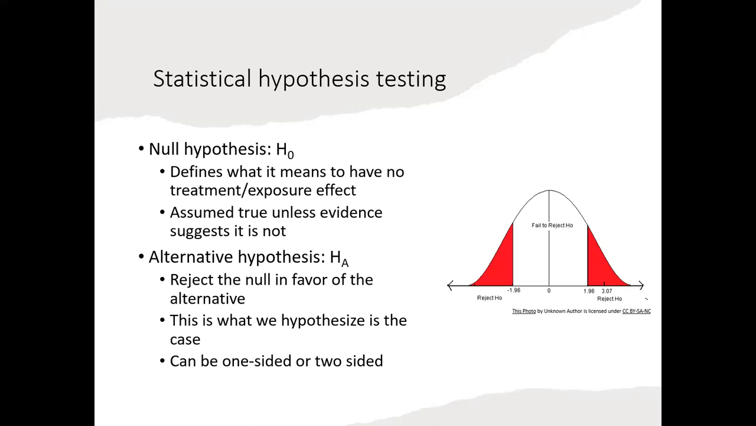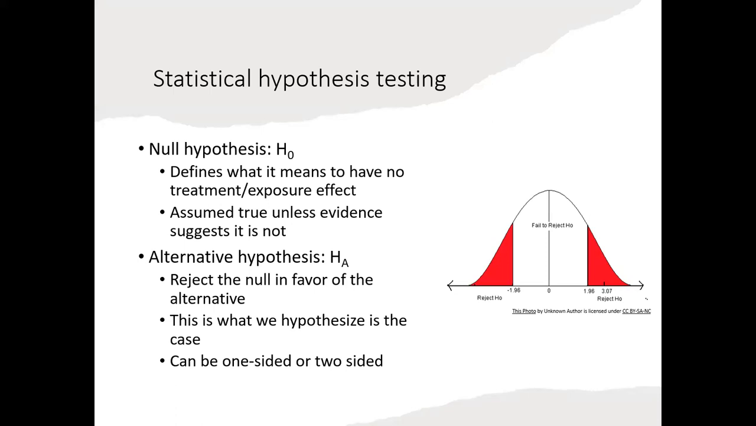And statistics is set up so that this is assumed true unless our data provides us evidence otherwise. So we assume that there's no difference between two groups unless we have enough data to show that there is. And that's our alternative hypothesis. So we want to reject that null in favor of our alternative. So this is what we think might be the case.